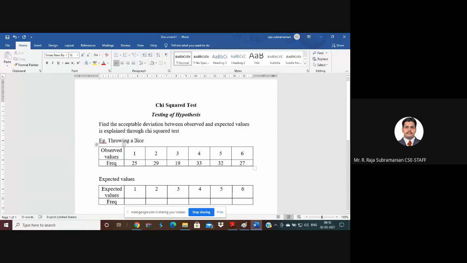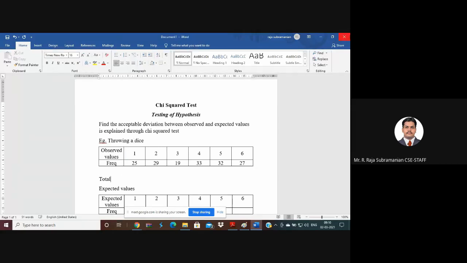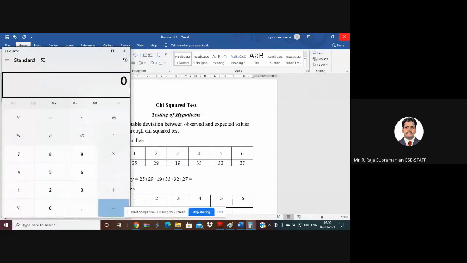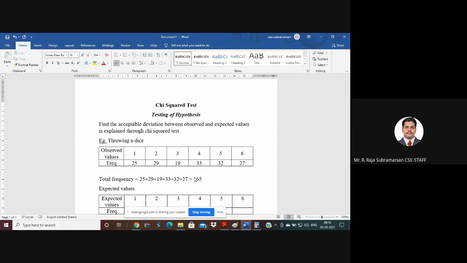Now I'll calculate the total frequency. Total frequency is equal to 25 plus 29 plus 19 plus 33 plus 32 plus 27. If I'm right, it was actually 165. So 165 is the total.